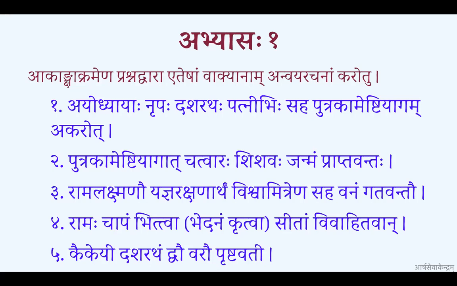वरौ पृष्टवती। उत्तमम्। अर्थः कः वाक्यस्य? कैकेयी asked for 2 boons, no, 2 varam from Dasharatha. उत्तमम्। पृष्टवती क्रियापदं, का पृष्टवती, कैकेयी पृष्टवती, कं पृष्टवती, दशरथं पृष्टवती, कौ पृष्टवती, वरौ पृष्टवती, कति वरौ पृष्टवती, द्वौ वरौ पृष्टवती. So you can ask the questions in any order.